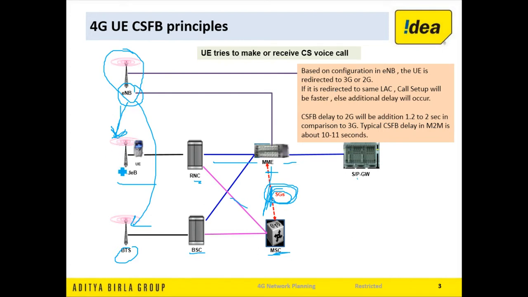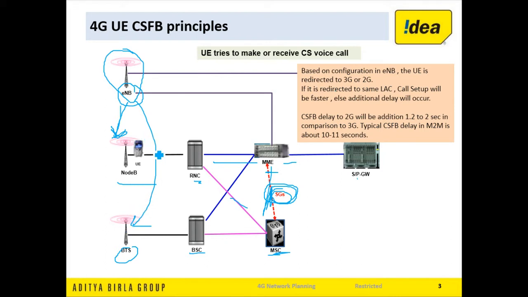If, however, it does not find this LAC, or let's assume for practical purposes that 3G is not there and 2G is there, then the UE will be redirected to 3G, but because the UE is not able to find the 3G network, it will go back to the 2G network. And at this point in time, because it's a different LAC in 2G than in 3G, it will do a location area update, which will add more delay.